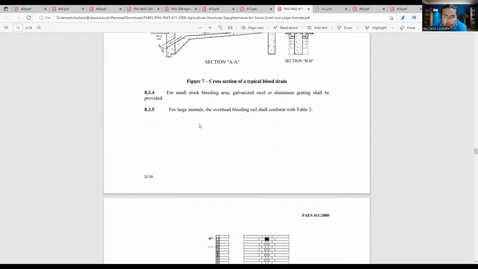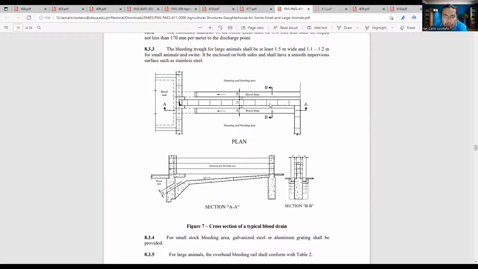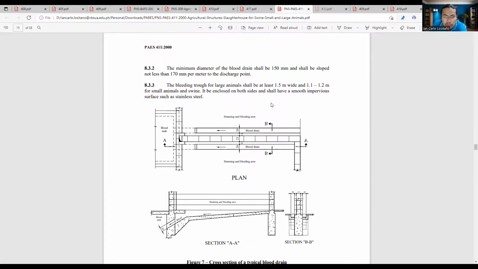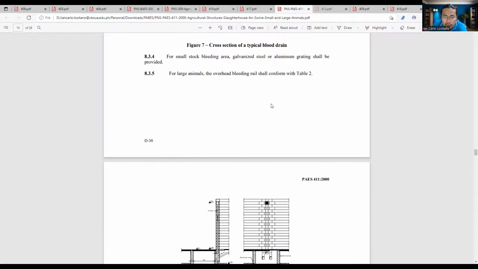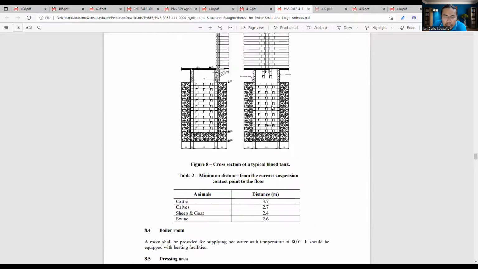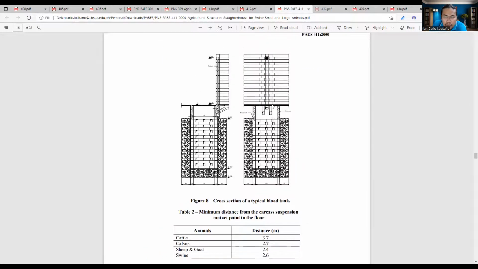Okay, so you have a difference in the railing, because it's to facilitate the movement of the animal. Okay, this is a blood tank.